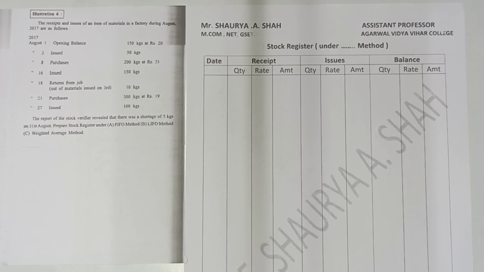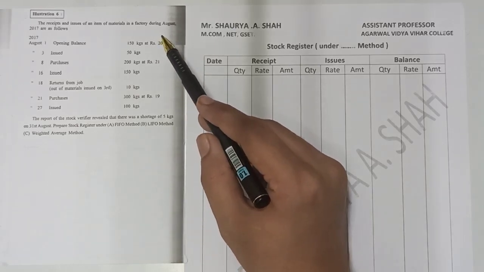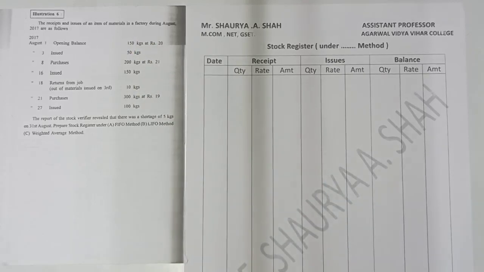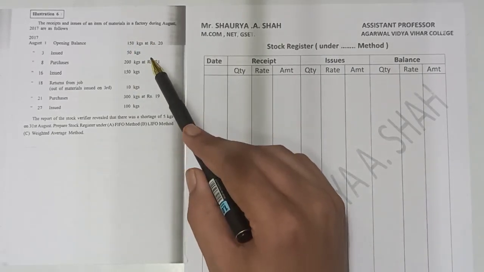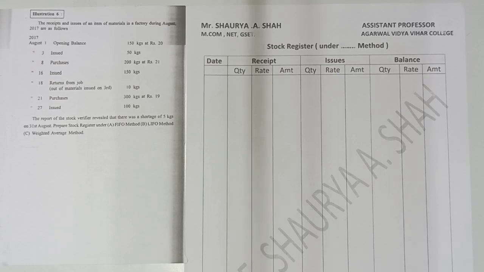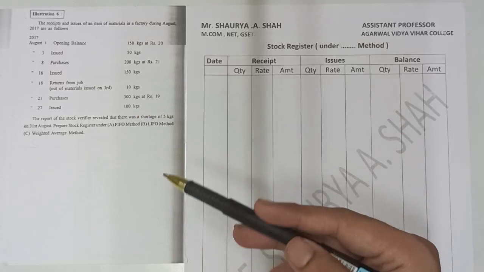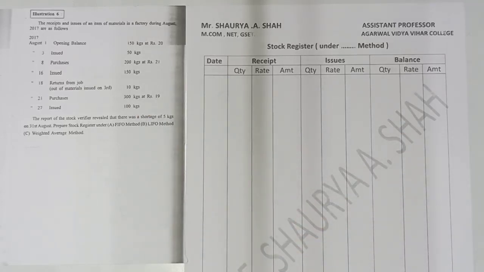Okay, what is the sum all about, students? As you all have it, the receipts and issues of an item of material in a factory during August 2017 are given. Opening balance is given as 150 kg at 20 rupees. Issued is given as 50 kgs. Always remember, students, in such sums the price of the issue will not be given. Why? Because it is up to you to decide from which particular lot you need to issue the material for production.